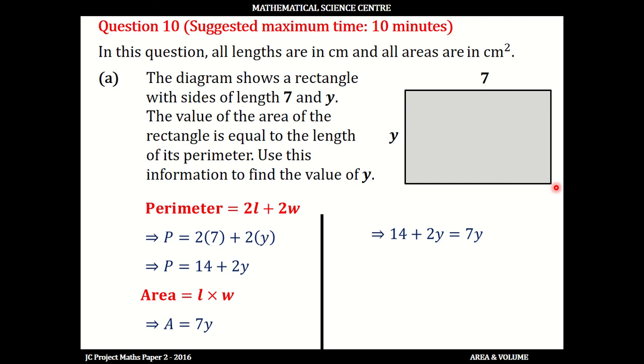Now, if you bring that plus 2y over, what does it become? And what's 7y take away 2y? 5y. Now, if we want to get y on its own, what's that number 5 doing to the y on the right? Multiplying. What happens if you bring it over? Divide. What's 14 divided by 5? 2.8. So y equals 2.8. So we found a value for y.